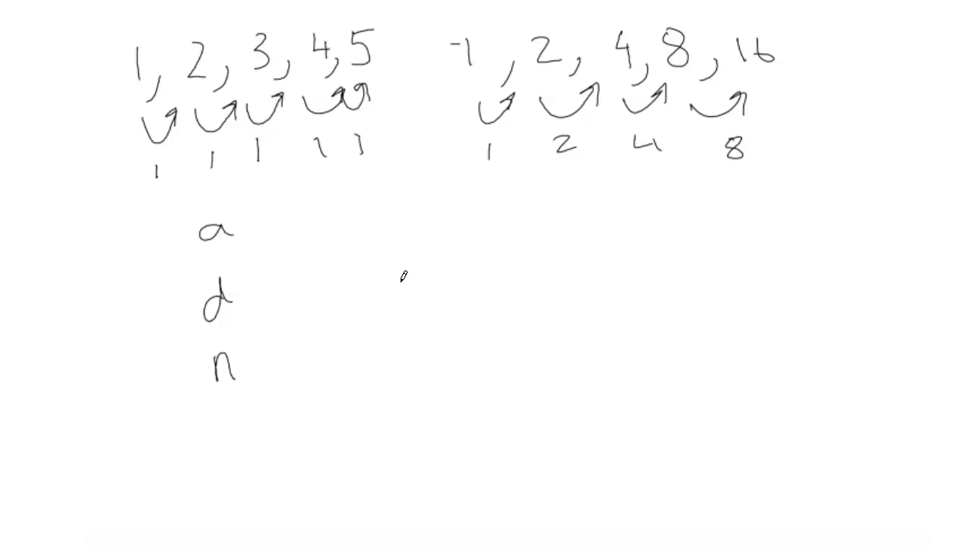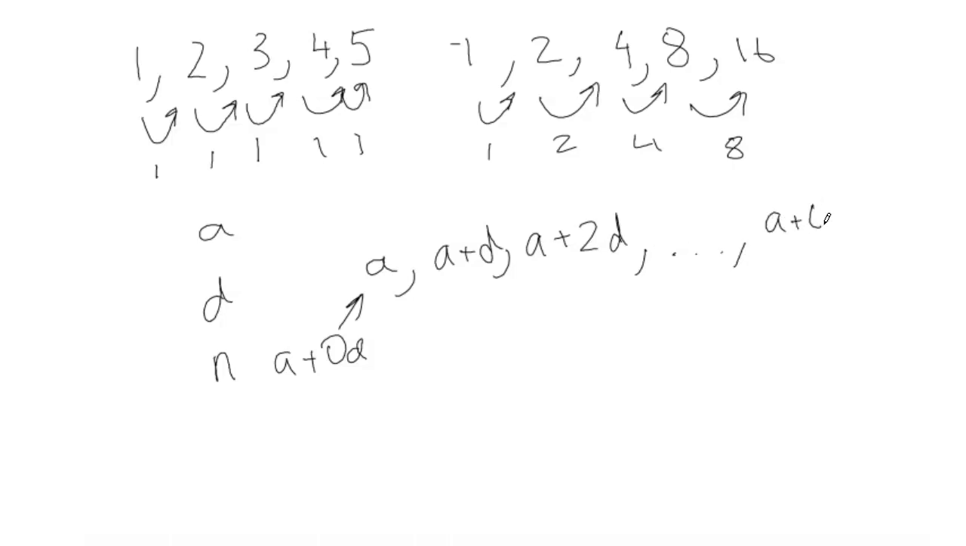Well, as we told, the first number would be A. The second number would be A plus D. The third number would be A plus 2D. Notice that the first number had no D, so you could say this is equivalent to A plus 0D. The second number had A plus 1D. The third number had A plus 2D. So if you went all the way until N, it would be A plus (N minus 1)D.